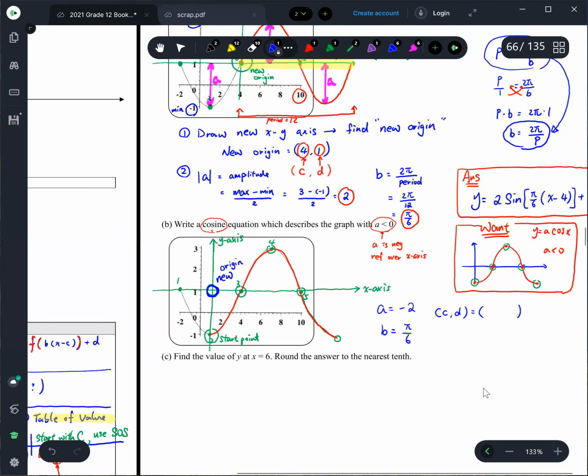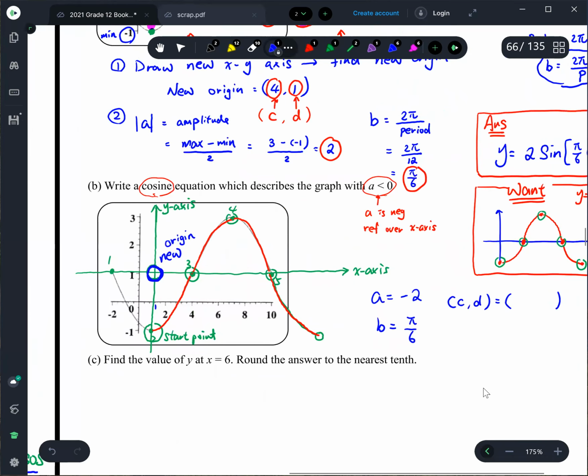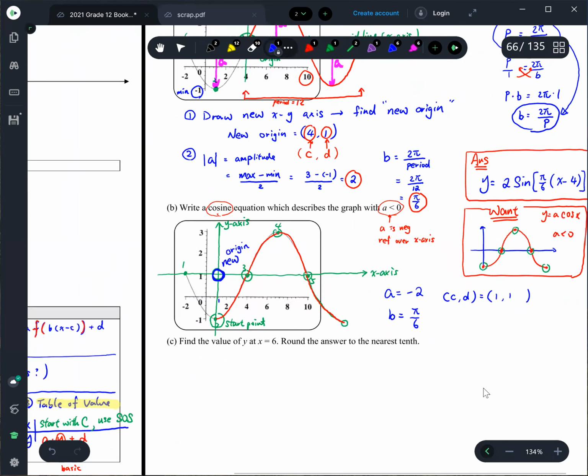Okay, so you look at this place, right? The blue circle is right in between 0 and 2, so that should be 1, right? 1 and then go up 1, so it's at 1, 1. So that's your CD.